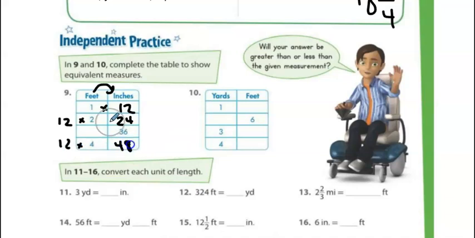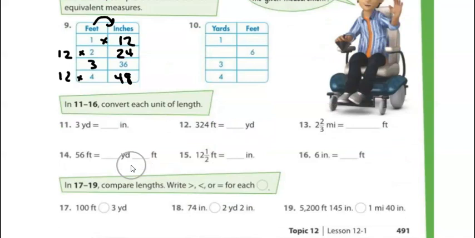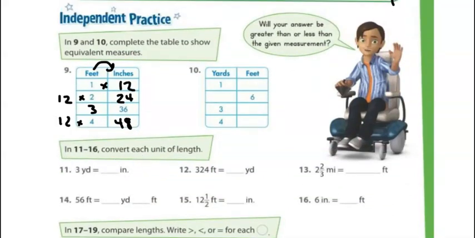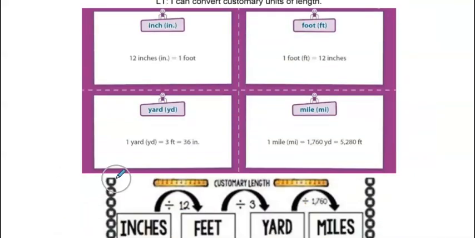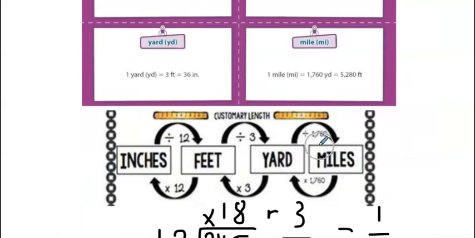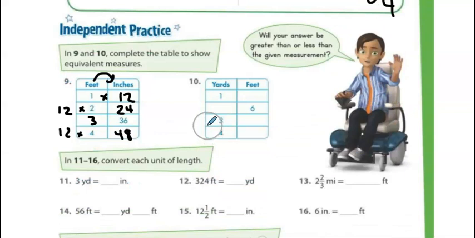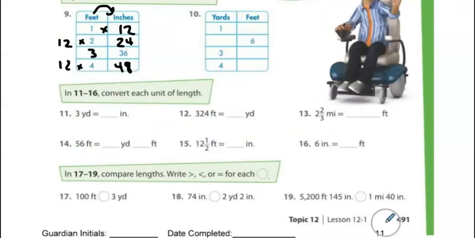But if I don't have my feet and I have my inches, I need to go the opposite direction. So instead of multiplying, I'm going to divide. So we're going to divide by 12, which gives me 3. So again, I would recommend definitely using your conversion chart on page 10 to help you with this. You have question 10 through 19 that you need to finish.